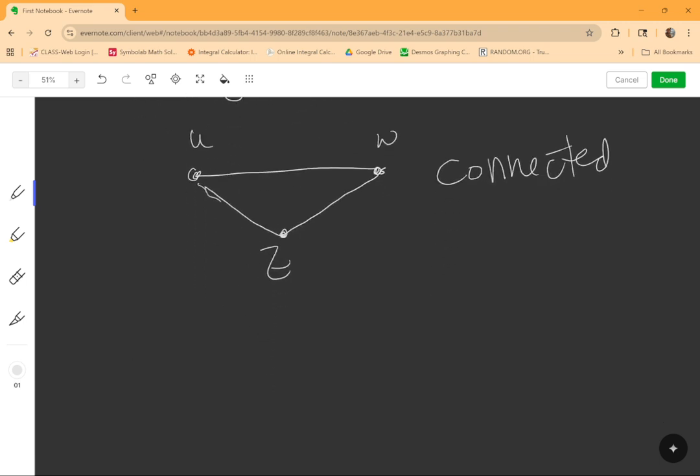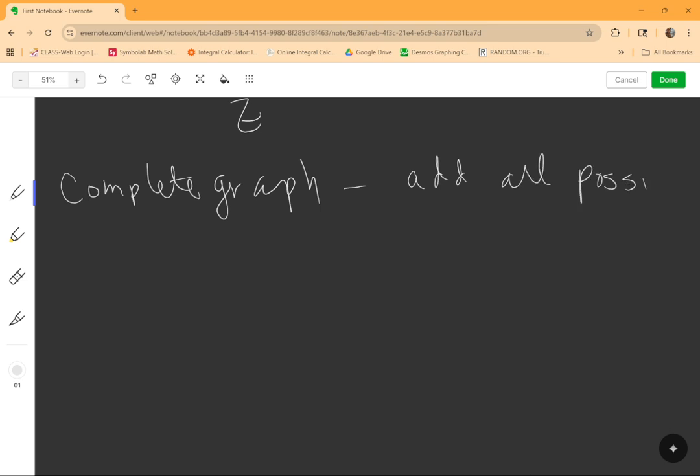All right. So now the next idea here is this idea of a complete graph. All right, so a complete graph is where we add all possible edges. All right, and that would make it a complete graph.